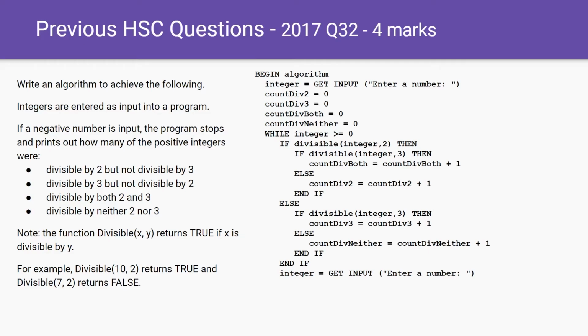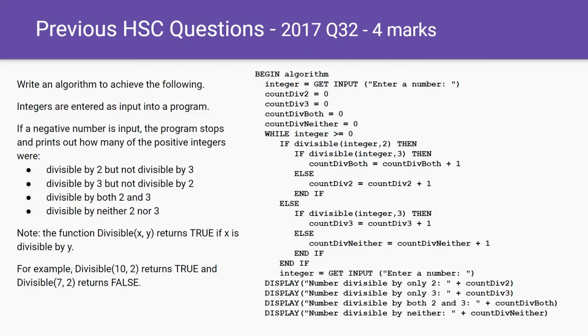Then what we need to do is also print out how many positive integers there were. So that's where I'll have display and then my various lines of divisible by only, and then adding in those counts. And then I'll end off that algorithm with end algorithm.